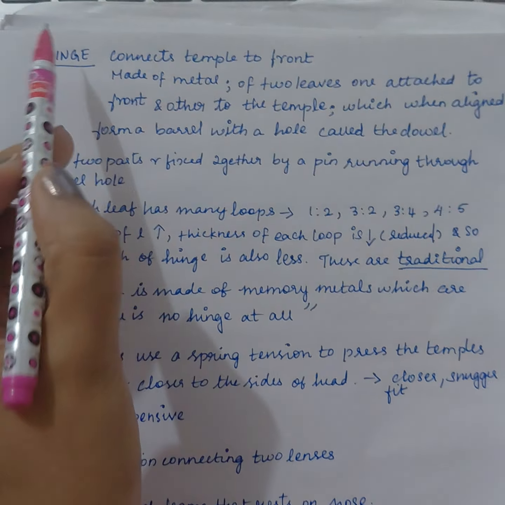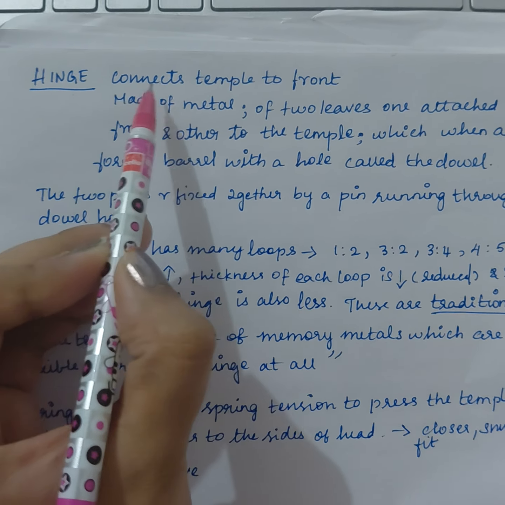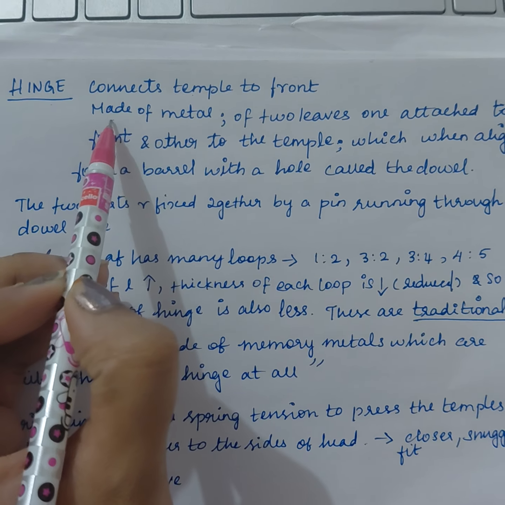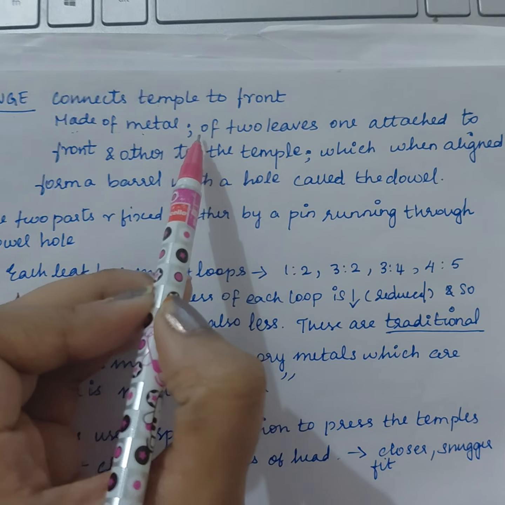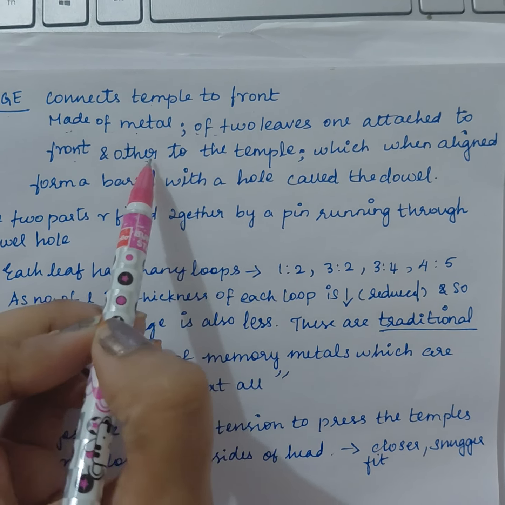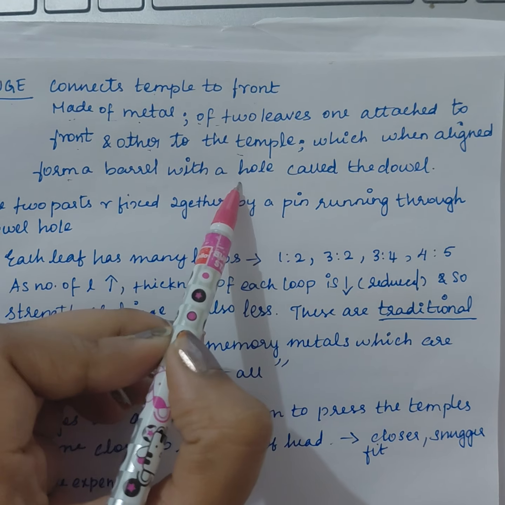Now after temple comes a part of the frame called hinge. It is the hinge that connects temple to the front of the frame. So the hinge is made of metal, which is made of two leaves. One is attaching to the front and the other to the temple, which when aligned form a barrel with a hole.